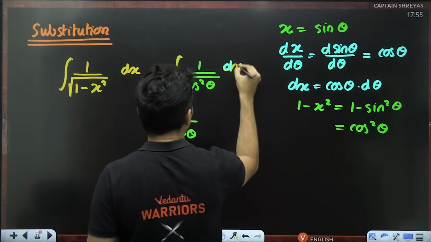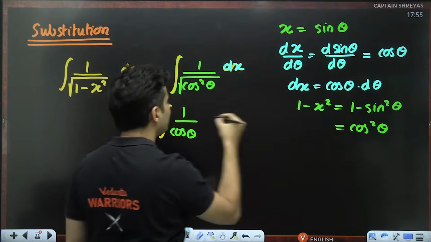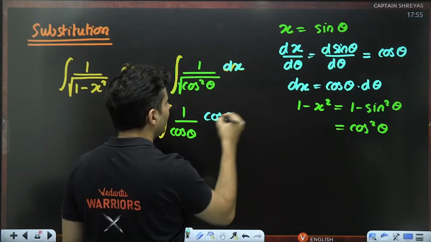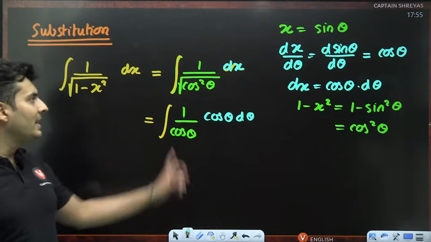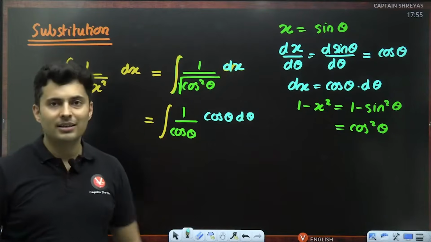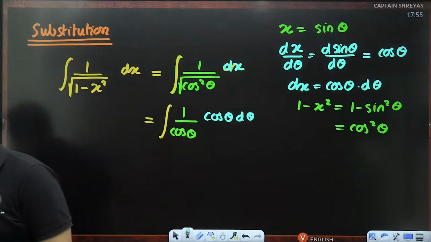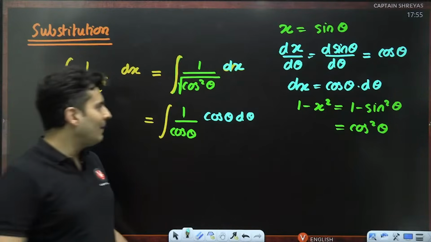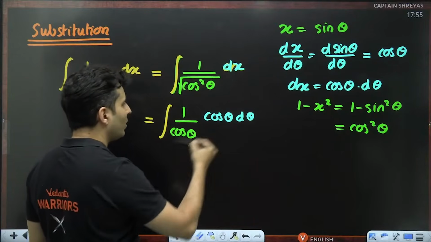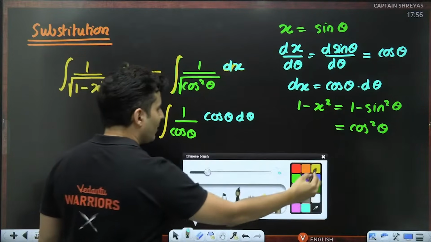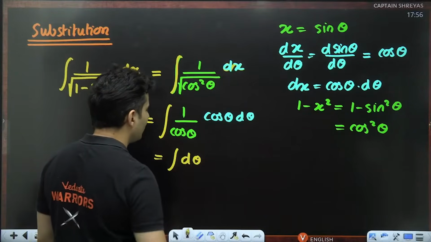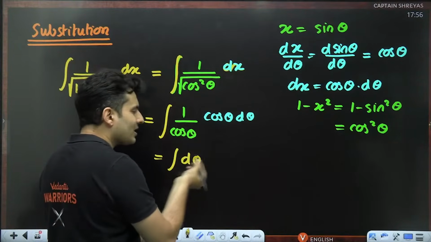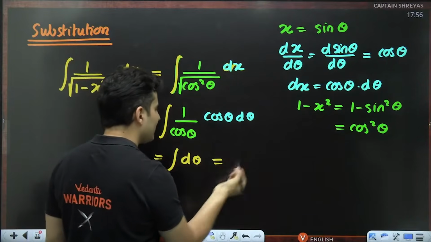Do you see dx over here? Just substitute that dx as basically cos theta d theta. Perfect. Awesome. So what happens now? Don't you see cos theta and cos theta just got cancelled, and what did we have? Just integration of d theta. This is like integration of dx. Integration of dx is just x.